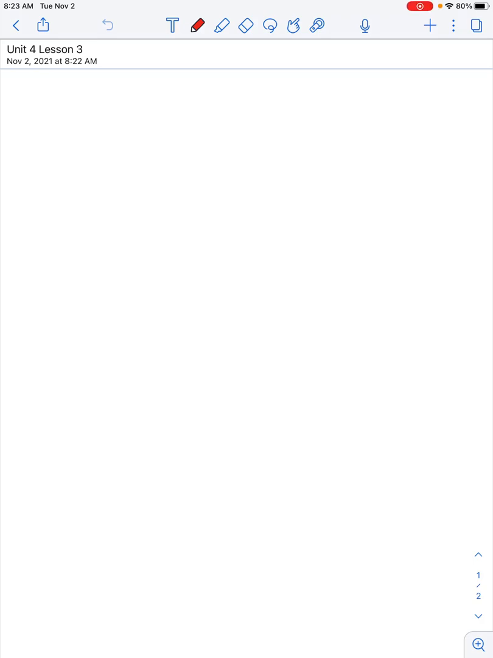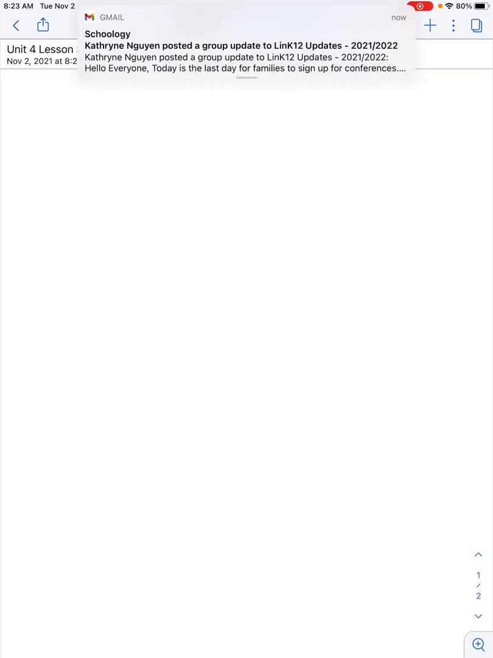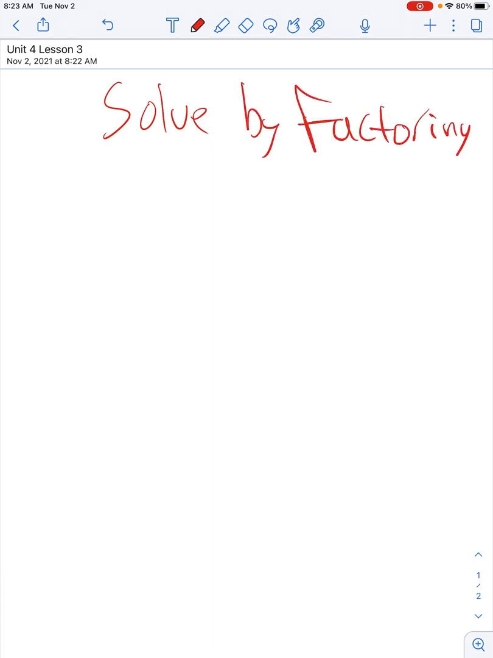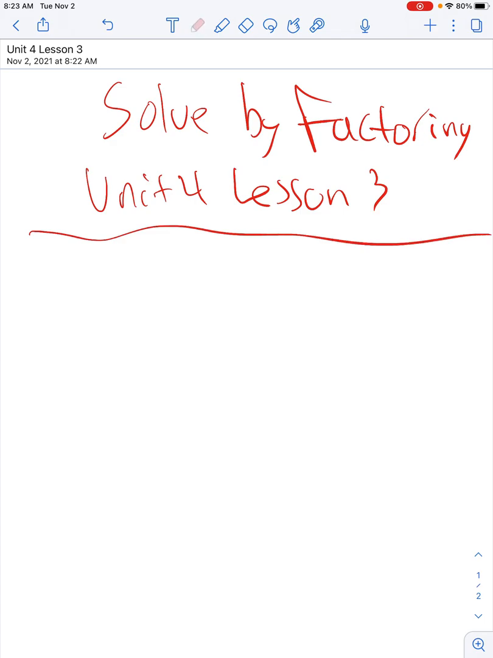All right, hello students. So we're going to be solving by factoring today. So let's see here. We're going to be factoring trinomials. So we're going to start with some solve by factoring. That's kind of our main point of today. And again, this is going to be unit 4, lesson 3.